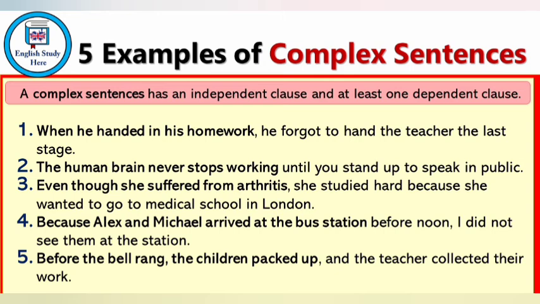Number 5, before the bell rang, the children packed up and the teacher collected their work. So, in the fifth sentence, in the first place there is the independent clause, and in the second place there is the dependent clause. As you can see from all these examples, a complex sentence always carries one independent clause and at least one dependent clause. The independent clause has the complete meaning in itself and can stand alone as a sentence, and the dependent clause depends for its meaning on the independent clause.